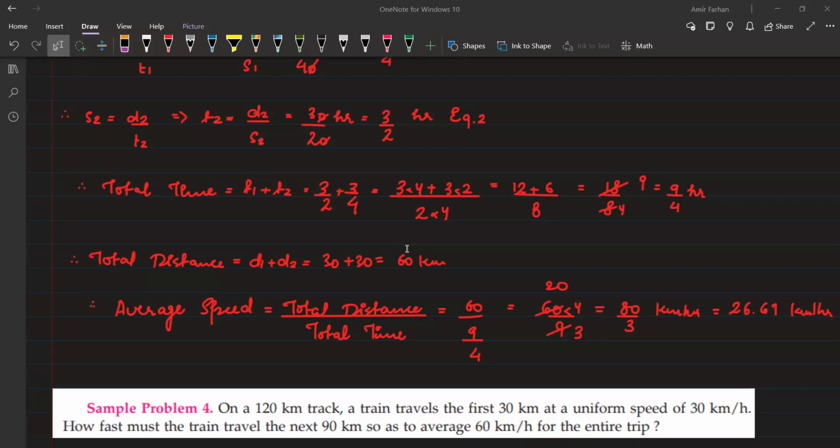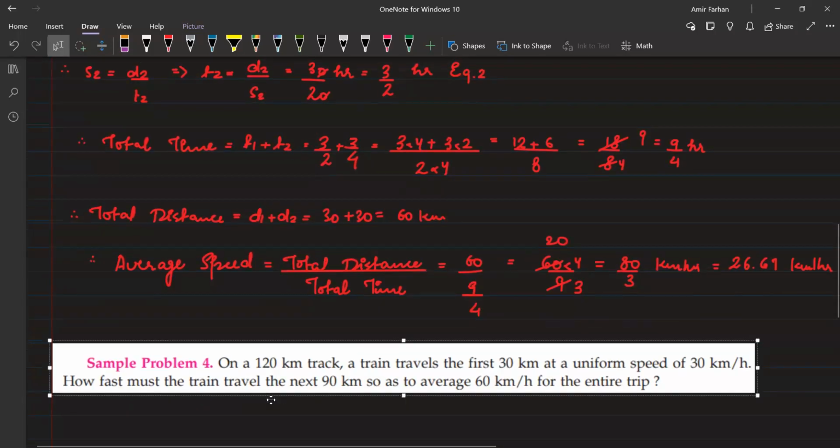What is the question saying? On a track of 120 kilometers, the train travels at a given speed. How fast must the train travel the next 90 kilometers? You have to find the speed with which the train should travel to have an average of 60 kilometers per hour for the entire trip. Average speed is given to you, that is 60 kilometer per hour. You have to find with which speed the train should travel the 90 kilometers to equalize the average speed as 60 kilometers per hour.